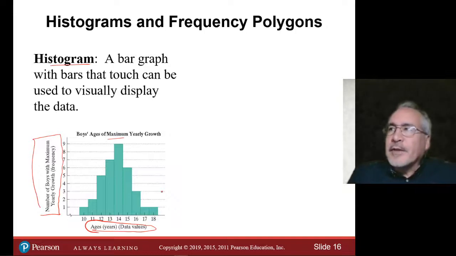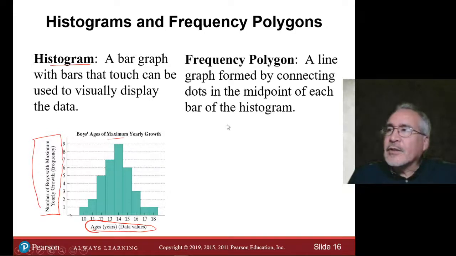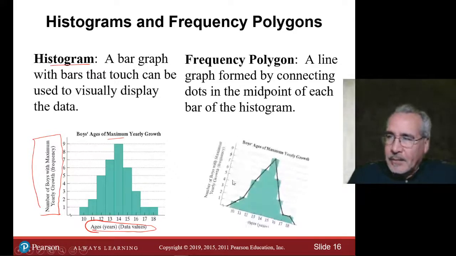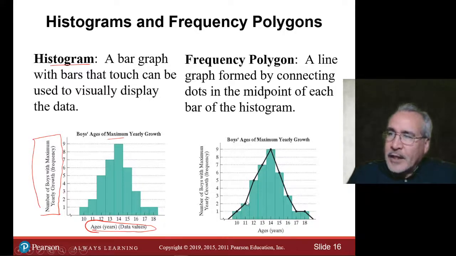The other type of display that is used is called a frequency polygon. I don't like these as much because they're a little bit misleading, but they do get used. What they basically do is take this histogram, put points in the middle, and then connect them with a line.